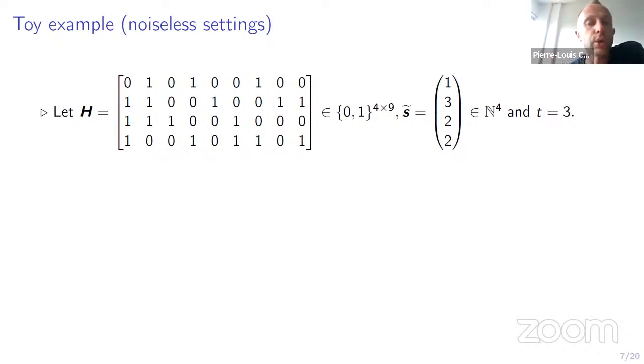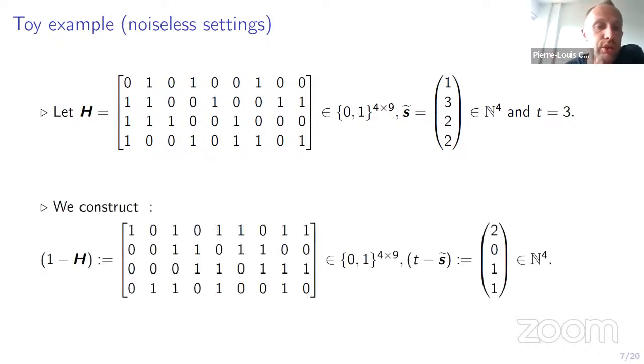To attribute a correct score, I need to introduce another matrix, which is 1 minus H, a complementary matrix, so I flip all the bits. And here, to consider another syndrome, I use the T minus S tilde syndrome, which is the complement to T of this S tilde syndrome. So for the first coordinate, it's 3 minus 1, 2; 3 minus 3, 0; 3 minus 2, 1; and so on.